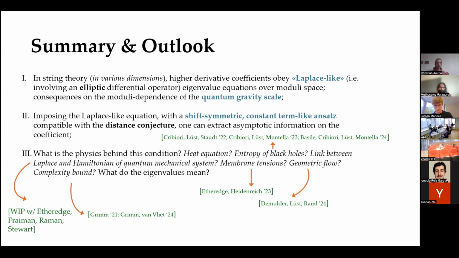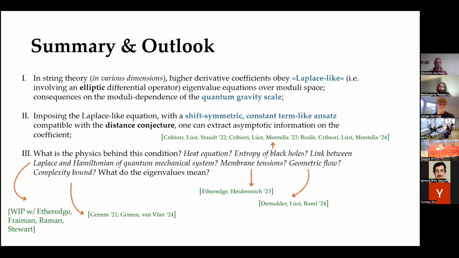So notice that I did not talk about what is the physics behind the condition. This is because I don't know. But there is work in progress here with Muldrow, Bernardo, Sanjay, and Alex, trying to link these kinds of Laplace equations with the Hamiltonian of the quantum mechanical system of a particle over moduli space. This is, for example, something that happens when you compactify the theory to 1D, and you interpret the resulting 1D action as the worldline action of that particle.